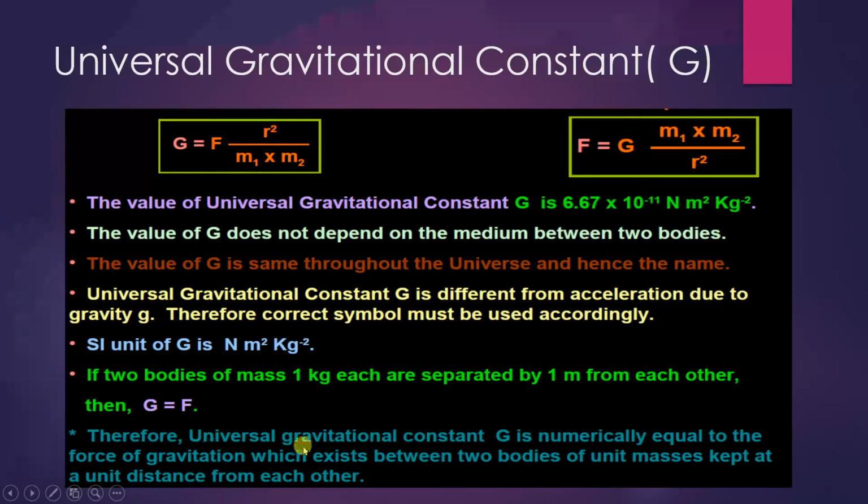Therefore, universal gravitational constant G can be defined here. Please note, universal gravitational constant G is equal to the force of gravitation which exists when two bodies have the unit mass and they are separated from each other by the unit distance. Unit means 1. So we can define capital G as the gravitational force between objects of unit masses separated by the unit distance from each other.